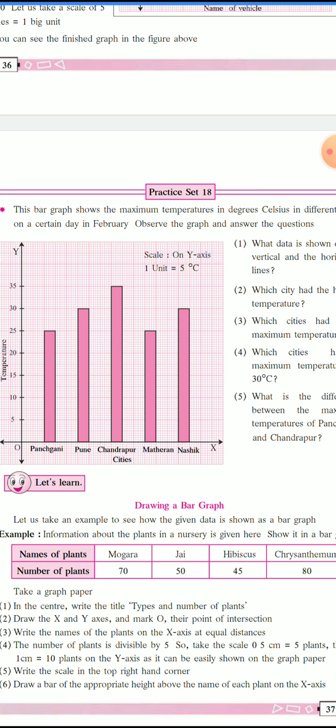Understand everyone? Now this practice set 18 is your homework, and the next part of this is drawing bar graph. We will continue in the next lecture.